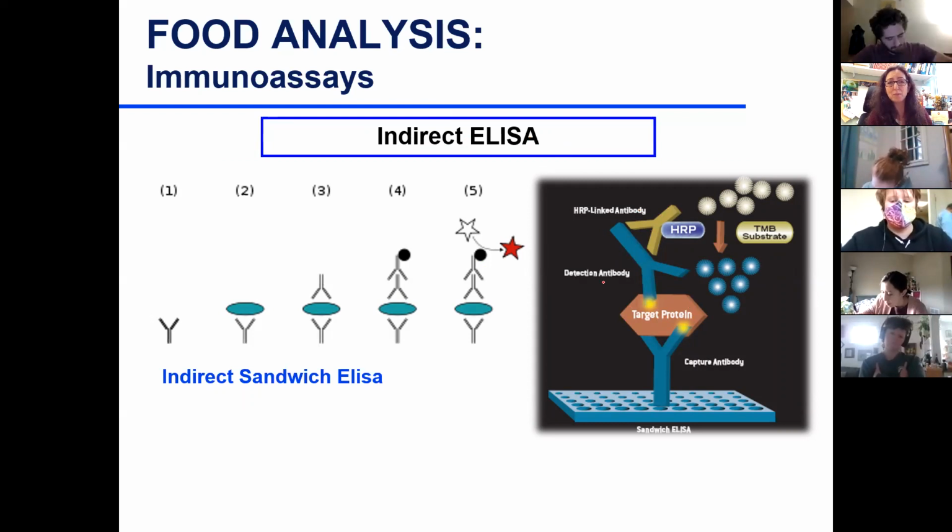So it becomes really hard if we want to label it ourselves with the enzyme. It takes a lot more time in the lab. So it's always better to get the labeled antibodies already from a company that produces them. So we get an antibody to the antibody.